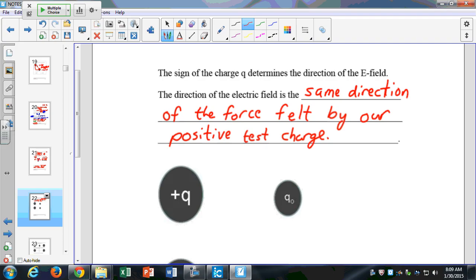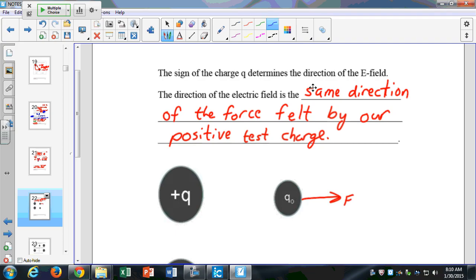So for example, if I have a charge here, and I want to know the direction of the electric field at this point, I imagine my positive test charge, which is imaginary, but it has a positive charge, and I ask myself, what is the direction of the force on this charge? What is the direction of the force, left or right? It's to the right, right, because it's repelled from that positive charge. So my force, due to this positive test charge, is in this direction.